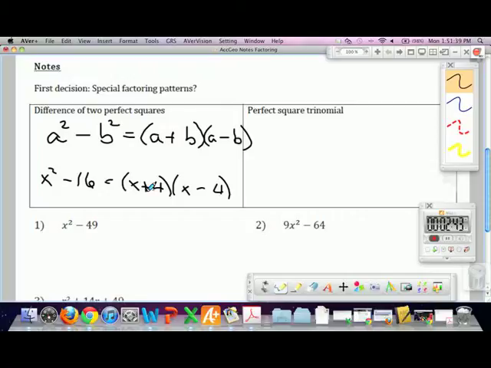Now again, you could show that this is the same by using our box and diamond that we did last year and that we'll do eventually here for more complicated ones. But if you recognize that it's just two perfect squares, then we can go directly to this pattern. It's supposed to make life easy.